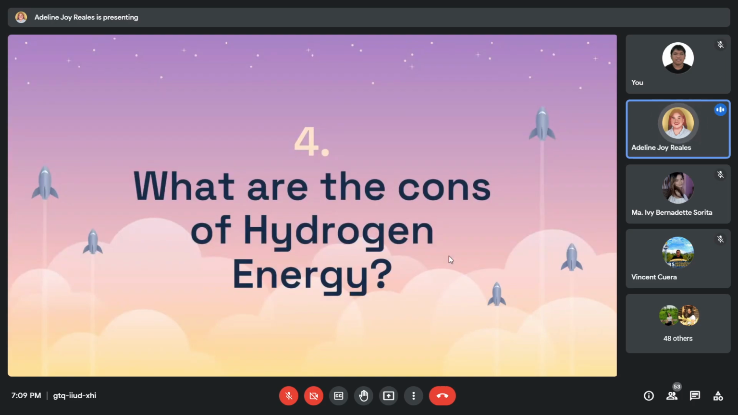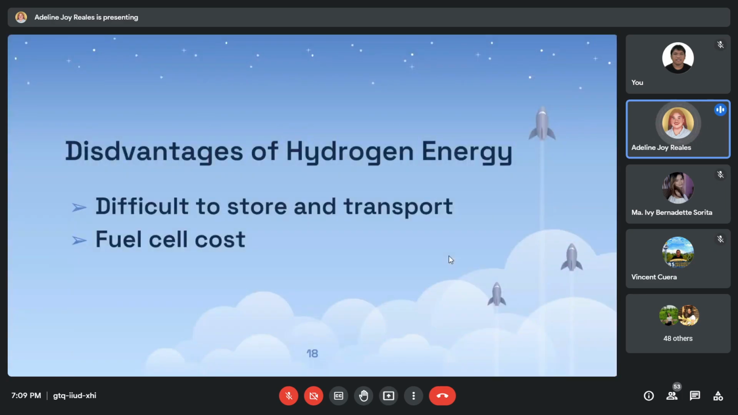After discussing the pros of hydrogen energy, we will now discuss its cons. First, difficult to store and transport. Hydrogen, as we all know, is unstable, so it must be compressed into extremely cold temperatures to liquefy and store it. Second is fuel cell cost.